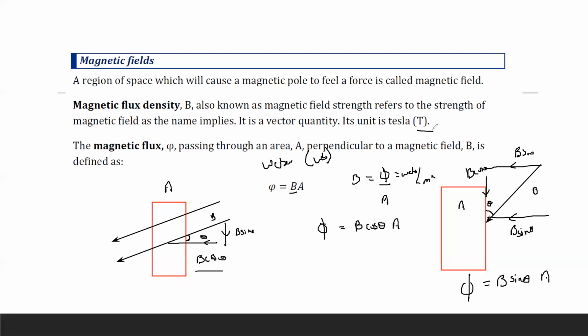So you can write Tesla or you can write Weber per meter square. Both are equivalent, no difference. Is the concept of magnetic flux clear? Magnetic flux refers to how many field lines are passing through a unit area perpendicular to the surface.